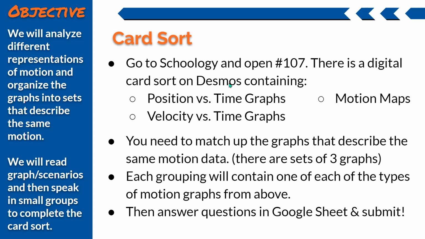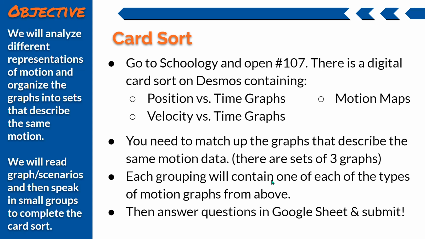It's a card sort on Desmos. Now what you open up is going to be a Google Sheet, and I'll show you that in a second. But that Google Sheet has a link to Desmos, and when you go to Desmos, you're going to be matching up graphs, position time graphs, velocity time graphs, and motion maps. And so you're going to be forming sets of 3 graphs, or motion map, that all show the same motion. Okay, and so that is your task.